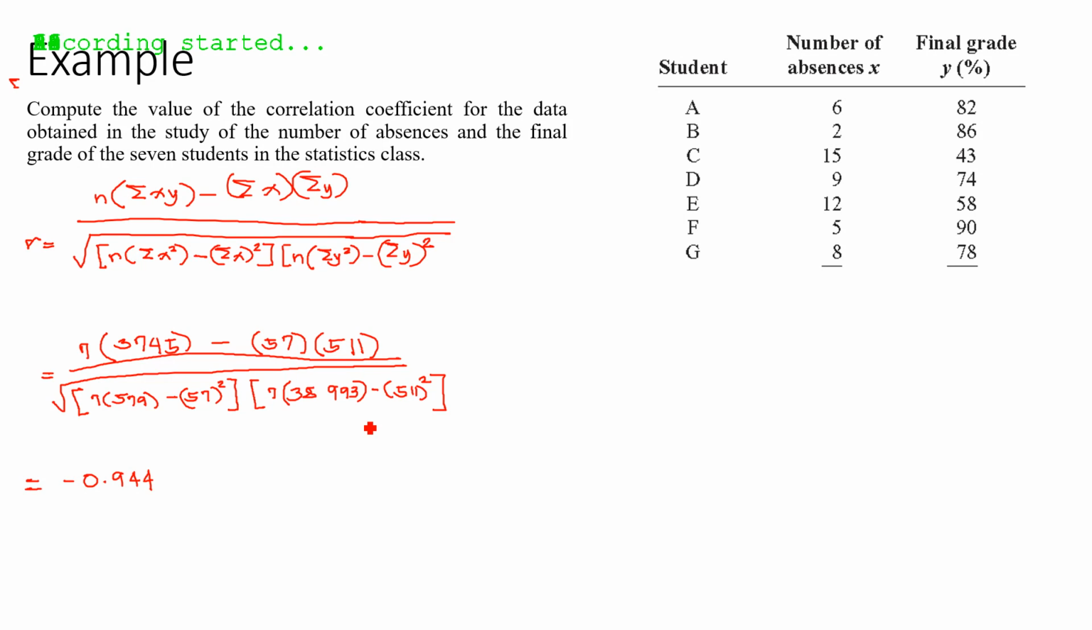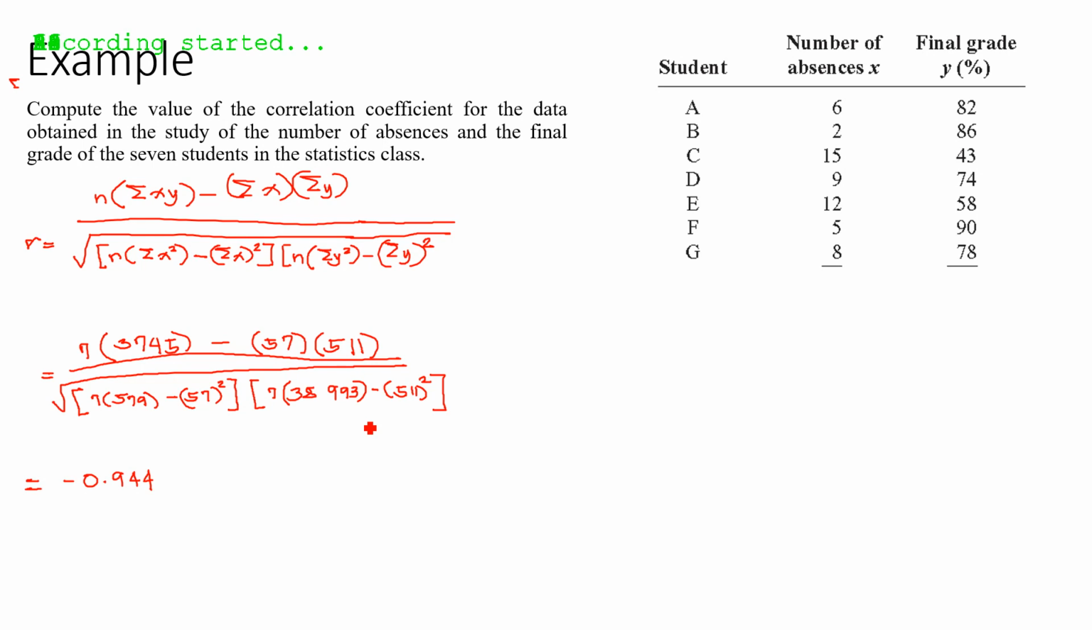So our number of elements is 7 times our summation of xy, so that is 3,745 minus the summation of x times the summation of y, so that is 57 times 511, all over the square root of the first term, 7 times 579, which is our n and our summation of x squared, minus our squared quantity of the summation of x, which is 57, times 7 times 38,993 minus the square root of 511.